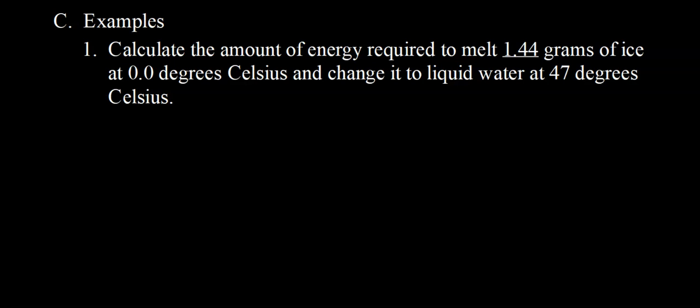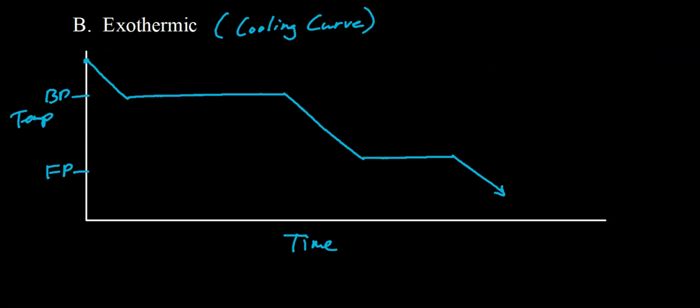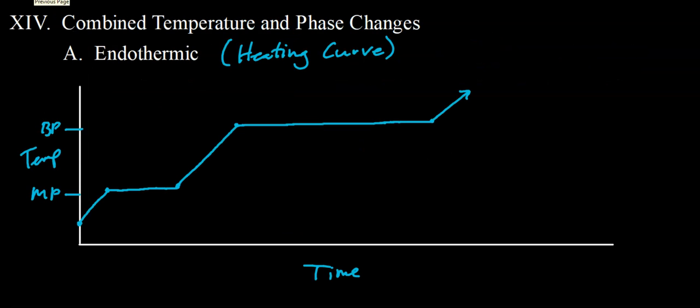All right, so let's take a look at some more examples. Number one, calculate the amount of energy required to melt, keyword there, 1.44 grams of ice at 0 degrees Celsius, and then change it to liquid water at 47 degrees Celsius. So let's go back to our heating curve and see where we're starting and then see where we're stopping. So we have ice at 0 degrees Celsius. So we're starting right here. And then we're ending up with liquid water at 47 degrees Celsius. So this is 0, this is 100. So somewhere there.